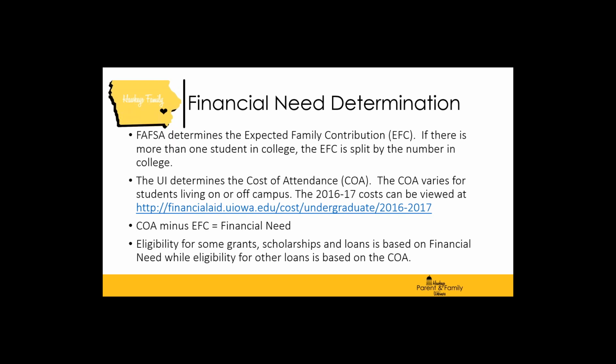We determine the cost of attendance based on working with housing and dining to determine their costs. We do a survey with our students based on books and supplies, based on what they might be spending for personal and transportation. So we use all that information to determine what we think it's going to cost a student to attend the University of Iowa, and those costs will be different if the student is living on or off campus. And I've provided you our web link for where you can look at the cost, but we'll also have a screen next that we're going to be going over those costs in detail.